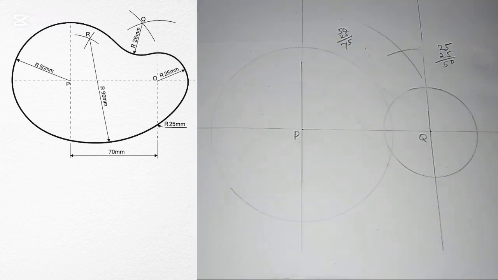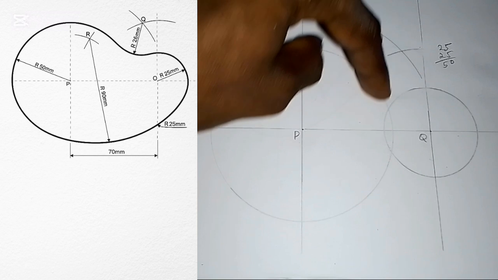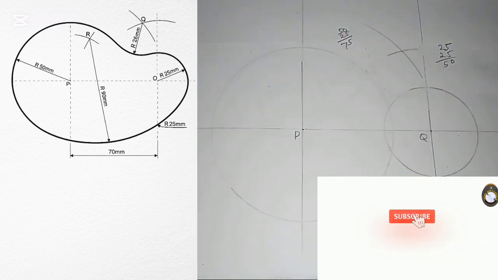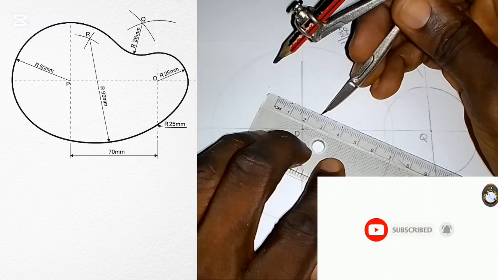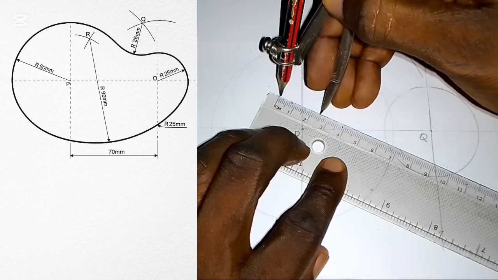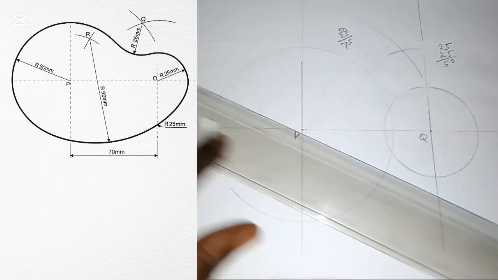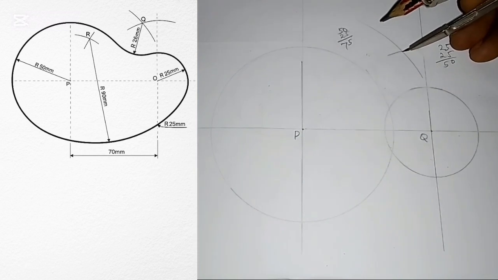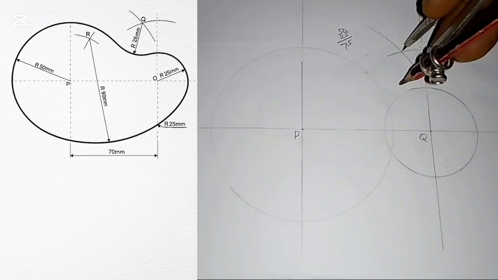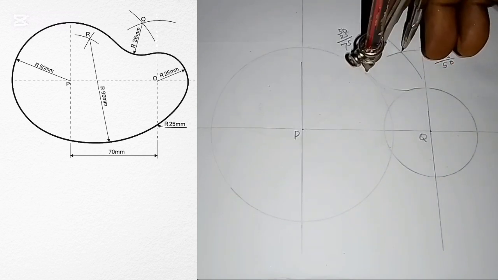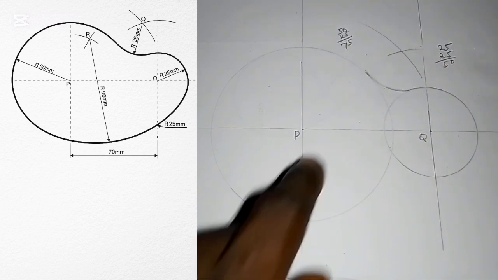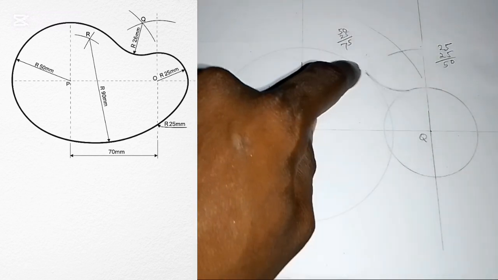Next I'm going to stretch to the radius of this arc here, which they give to us as 25. So I measure 25 this way, and place on this point to produce this. Take note of that arc there, which is meeting both this side and this side.